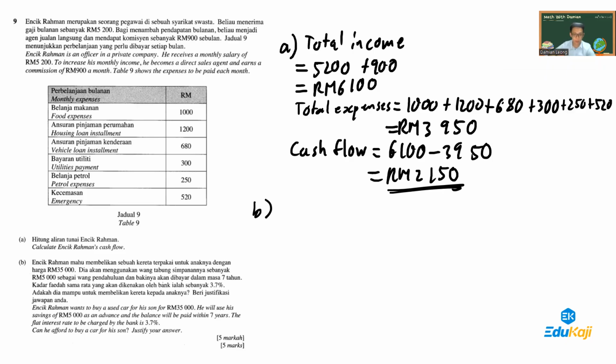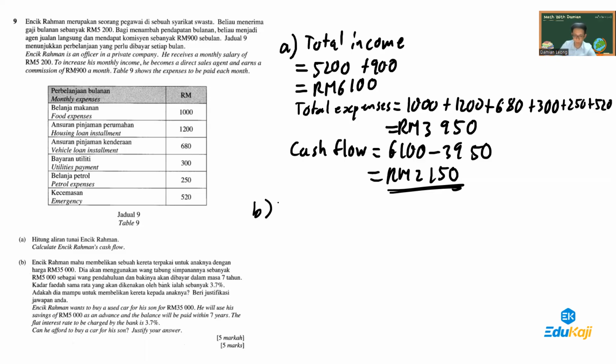So Encik Rahman wants to buy a used car for his son for 35,000 ringgit. He will use his savings of 5,000 ringgit as an advance, and the balance will be paid within 3 years. Flat interest rate to be charged by the bank is 3.7%. Can he afford to buy a car for his son? So first, we find how much will he need to pay each month.